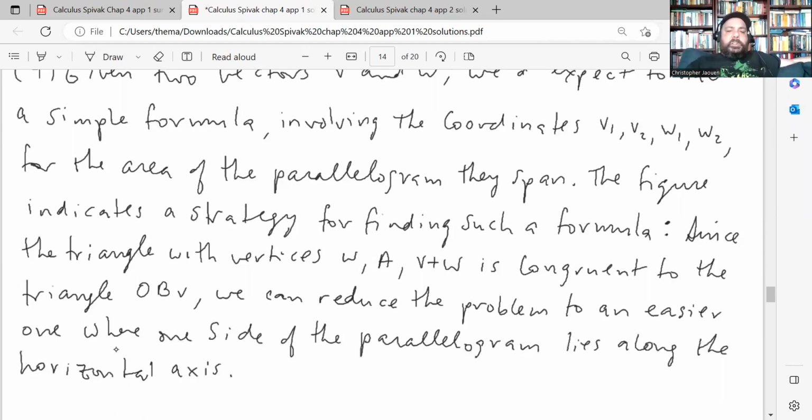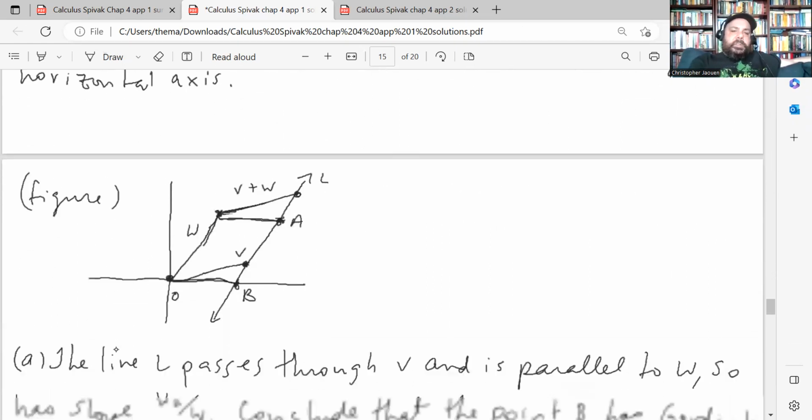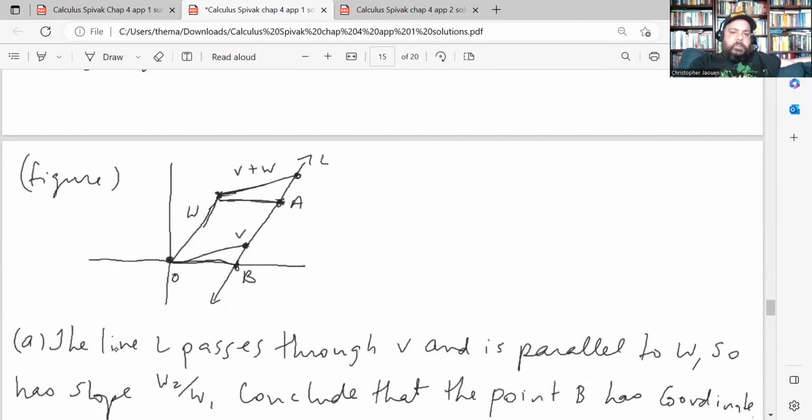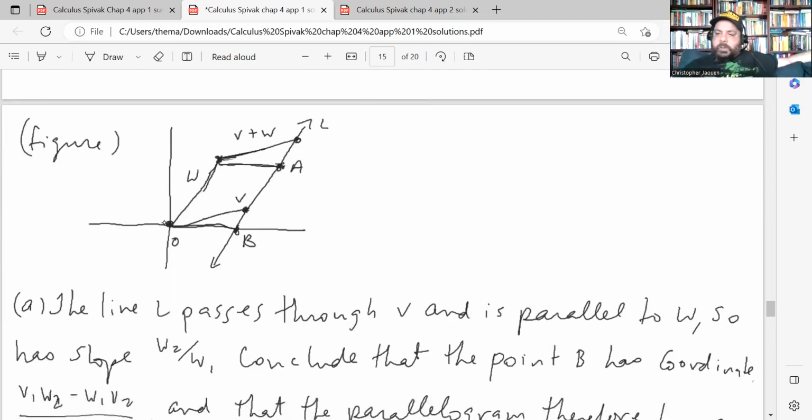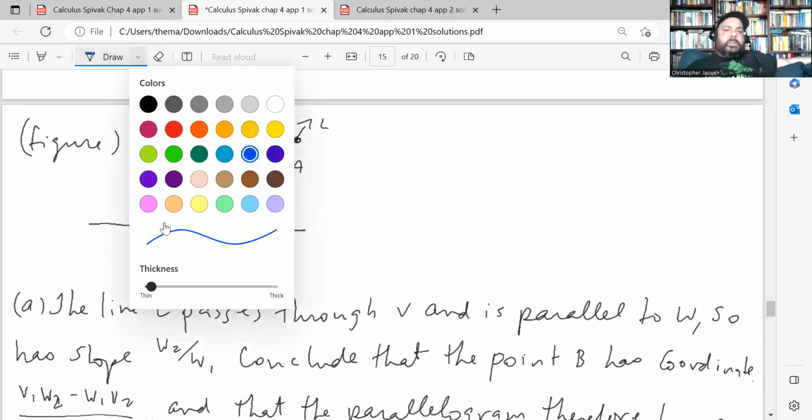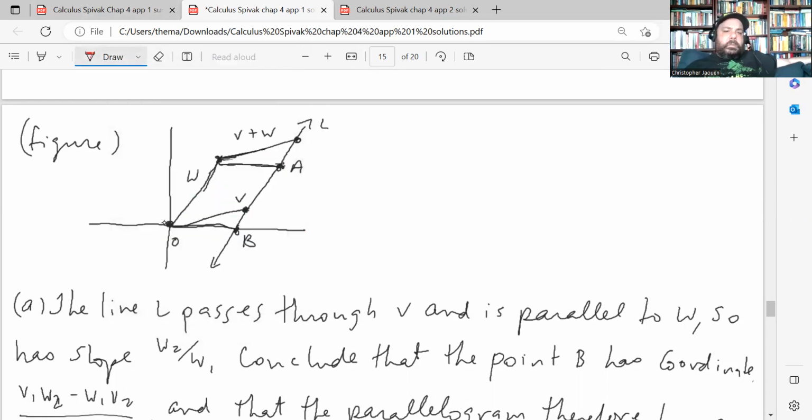Since the triangle with vertices W, A, V plus W is congruent to the triangle O, B, V, we can reduce the problem to an easier one where one side of the parallelogram lies along the horizontal axis. So here's the picture that he has in the book. Let me highlight the vectors in red, because it might be hard to see what's what here. This is W, and this is V, okay?